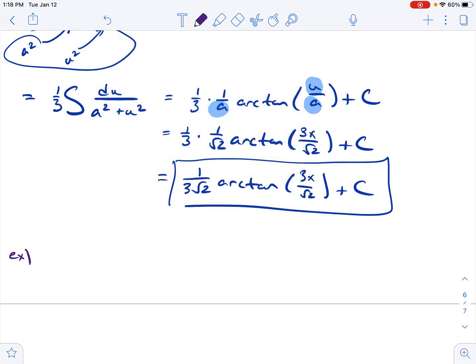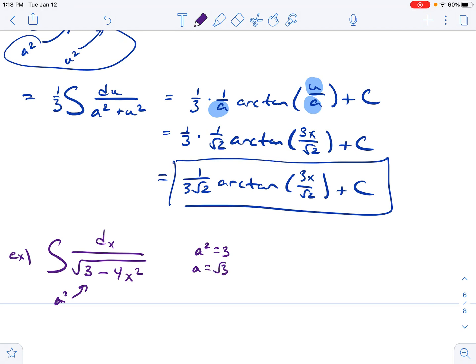Let's take a look at another here. Let's suppose we have the integral of, say, dx over the square root of 3 minus 4x squared. So again, we have the square root of something minus something squared. We should be thinking inverse sine this time. A squared is 3, so a is the square root of 3 here. U squared is 4x squared, so u is going to be 2x, and du is 2 dx, and so dx is 1/2 du, right? We just have a 1 dx in the numerator there.